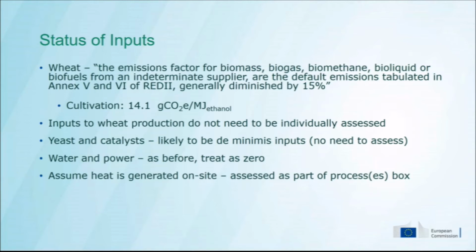So inputs to wheat production don't need to be individually assessed. So that's a bit of good news. Yeast and catalysts are likely to be the de minimis inputs. We mentioned these briefly earlier. They have a very, very small greenhouse gas intensity, so they're likely to be either ignored or just taken directly from literature.